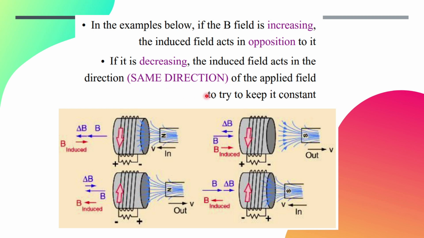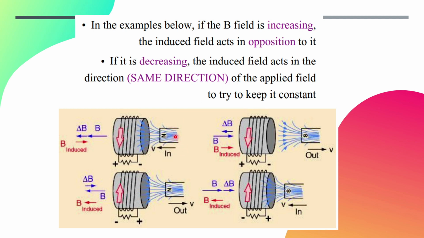This is some examples. Look at here, if the B field, the magnetic field, is increasing, it means the bar magnet is coming closer to the solenoid, closer to the coil. So the induced field is the magnetic field that is induced in the coil or in the solenoid, and it will act in the opposite direction.